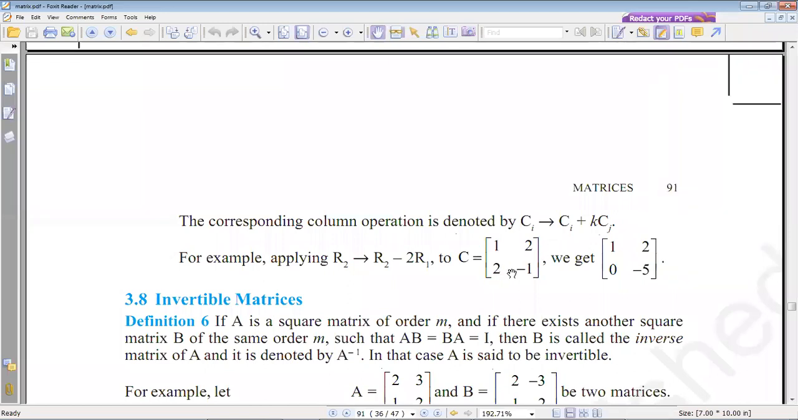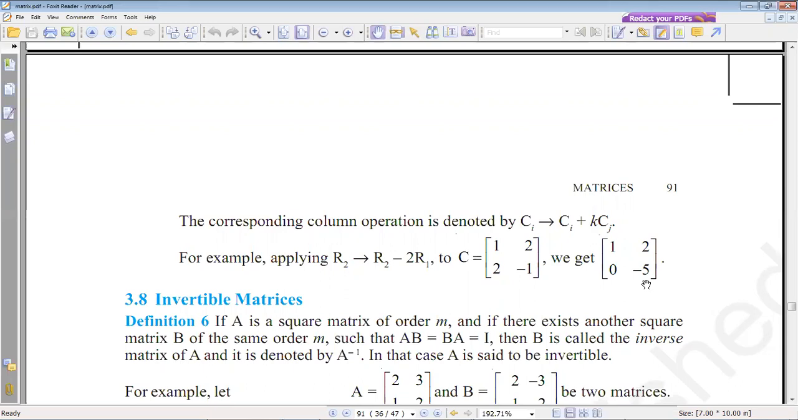So row 2, this is 2 minus 1. It is minus 2 into R1. That means 2 minus 2 into 1. Result is equal to what? 0. Again, minus 1 minus 2 into 2. That means minus 1 minus 4. Result is equal to what? Minus 5.